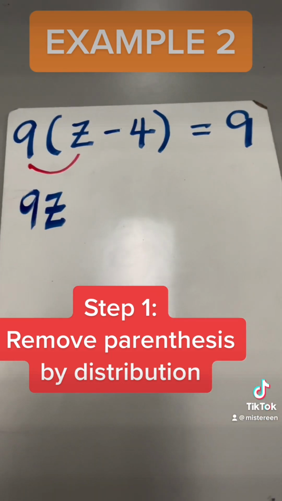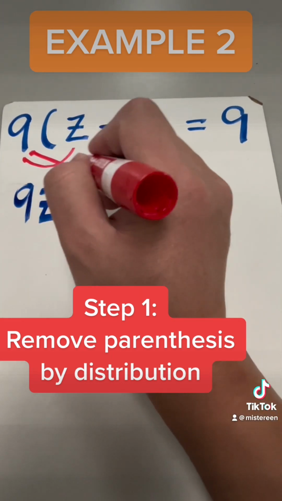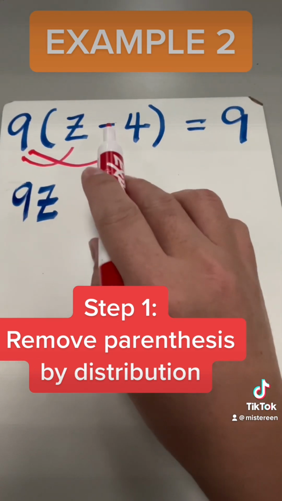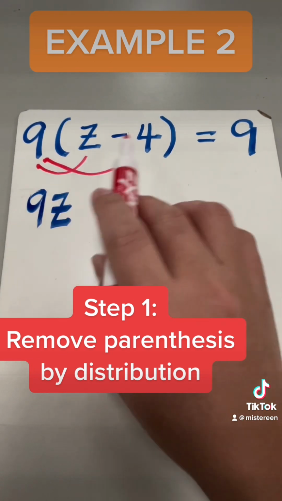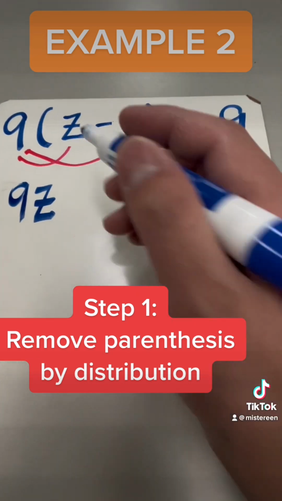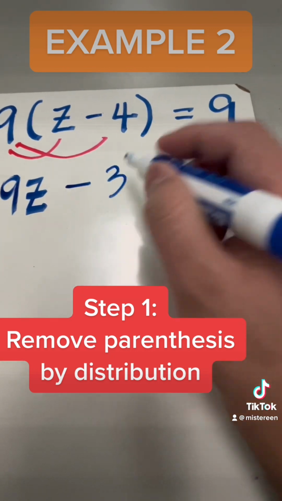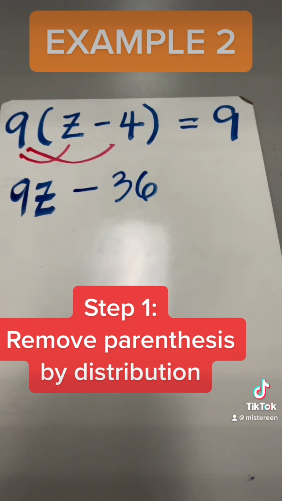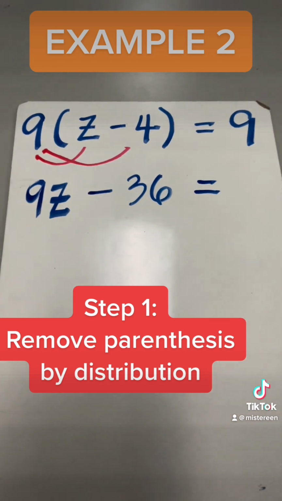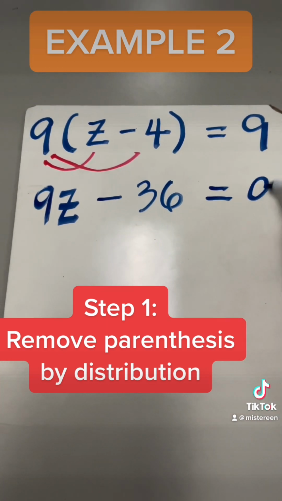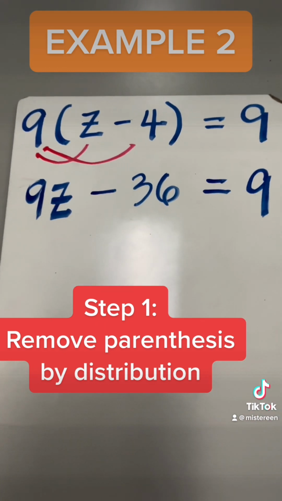Okay. The second pair will be 9 and negative 4. You have to include the sign in front of it. Okay. 9 times negative 4 is actually a negative 36. All right. Is equal to, just bring down the 9 in here. So that's step 1, remove the parentheses.